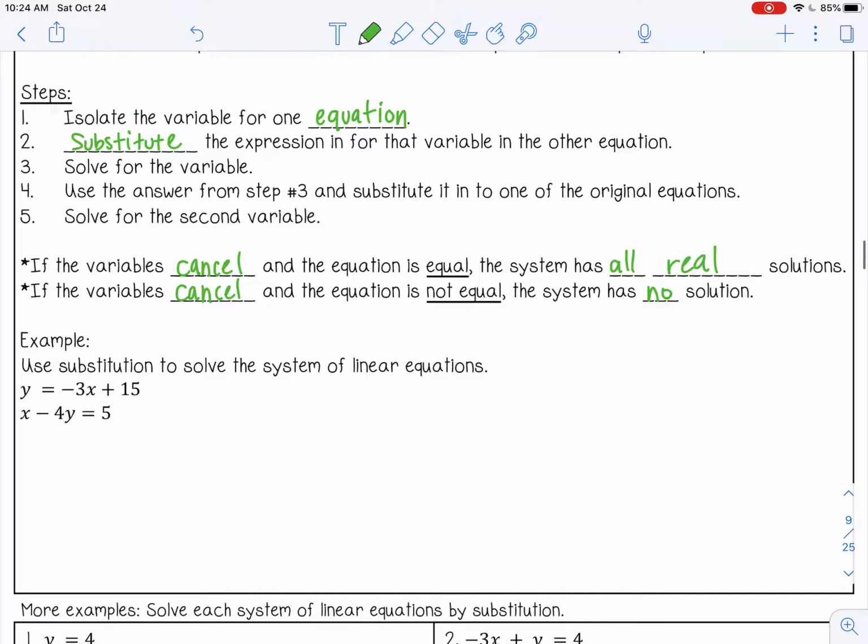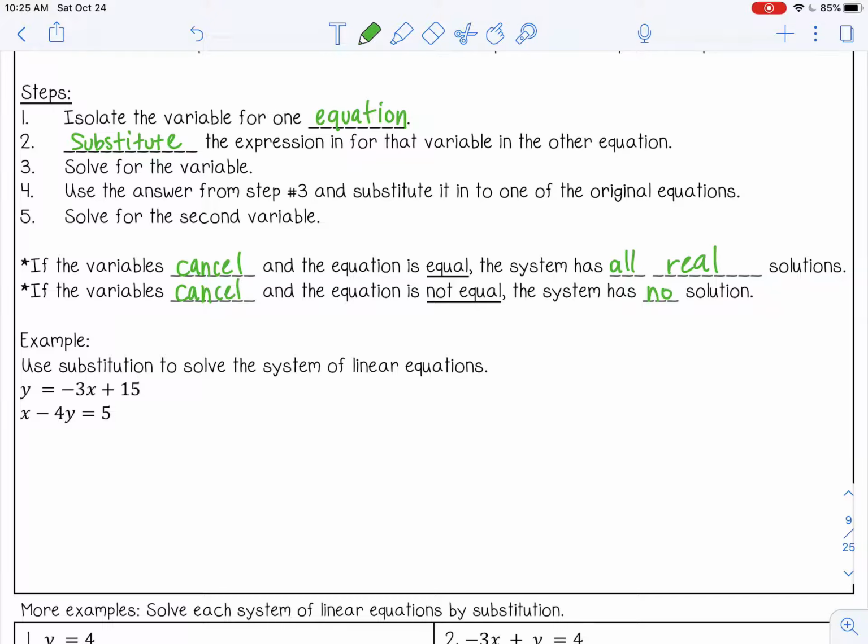Okay, so I know that's a lot of steps. Let's actually try one so it makes more sense. So use substitution to solve the system of linear equations. So here are my two equations. And like I said before, this works best if one is already in slope-intercept form because y is already isolated. So step 1 is already done for us, and we can move right on to step 2.